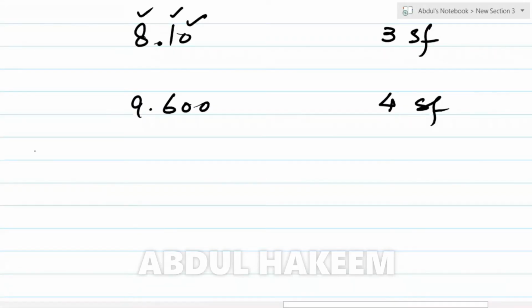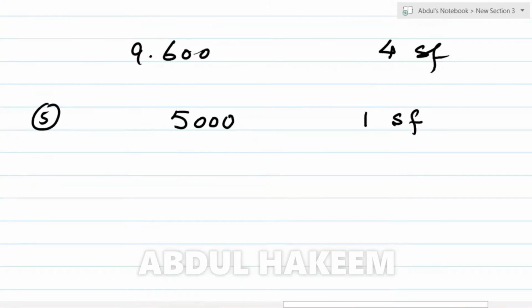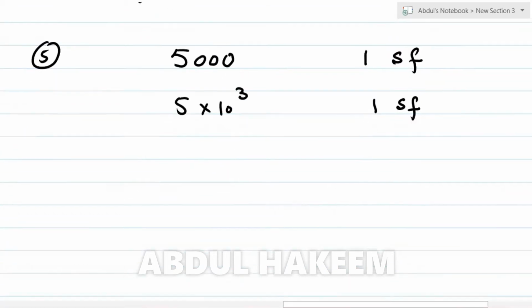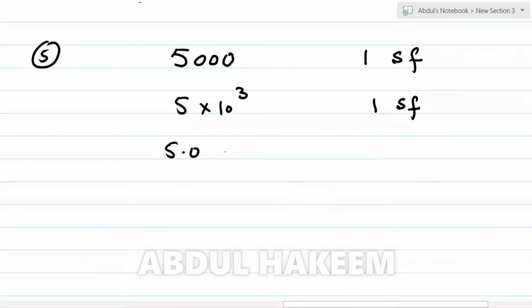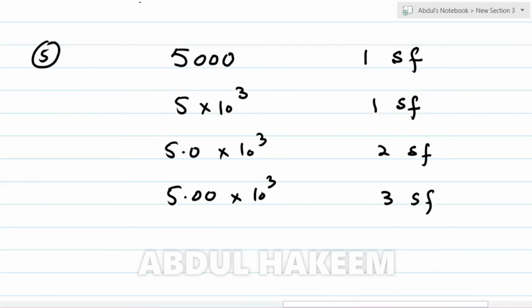Now, the number 5, if the figure is 5,000, so in this shape, it is just one significant figure. It can be written as 5 into 10 power 3. It is one significant figure. It can be written as 5.0 into 10 power 3. So now it's two significant figure. It can be written as 5.00 into 10 power 3. So now it is three significant figure.